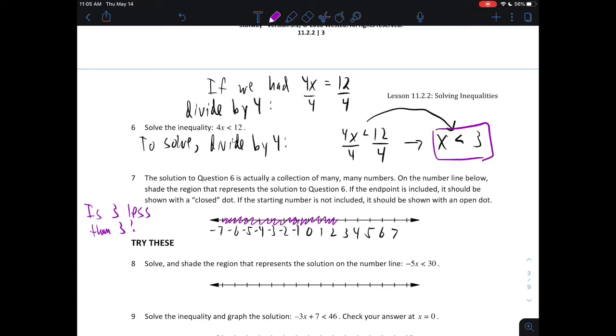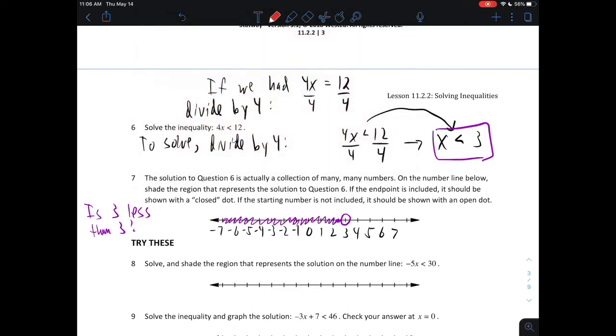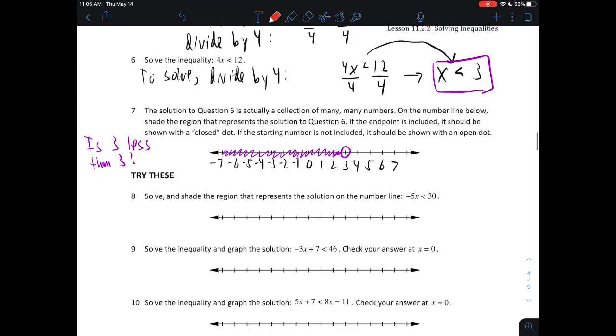So that means this is getting an open dot. We're not including the 3 in our solution. An easy way to spot that from the inequality is if you don't see a horizontal line underneath the inequality, it means you aren't including the number. So we don't have a horizontal line beneath the inequality. Okay, let's look at a few more now.